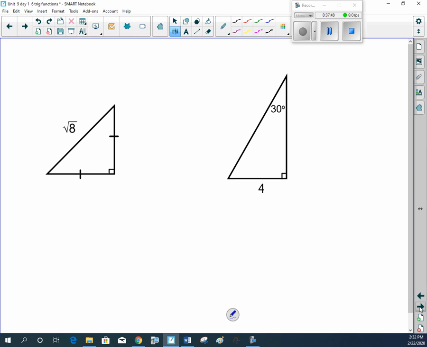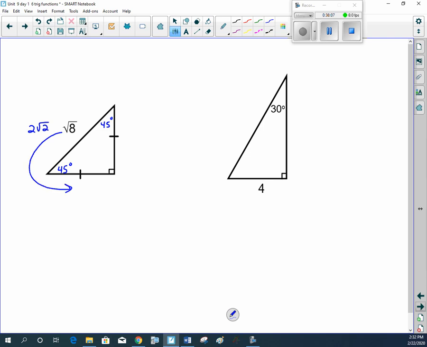All right, let's try it again. I know this is a 45, 45 because of the markings. That means these two sides are the same. You can leave square root of 8 the way it is, or you can write it as 2 root 2 and work with it like that. I think I'll just leave it as square root of 8.